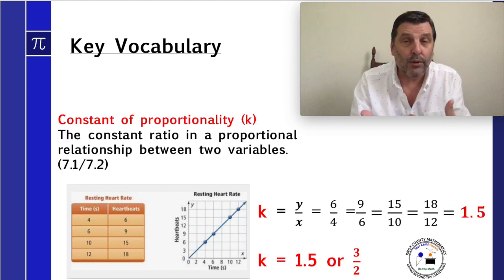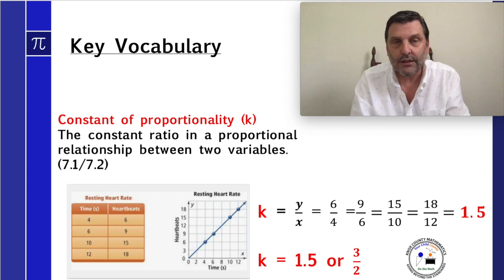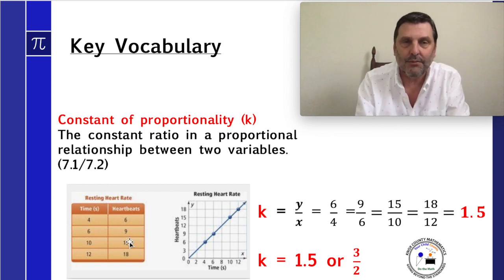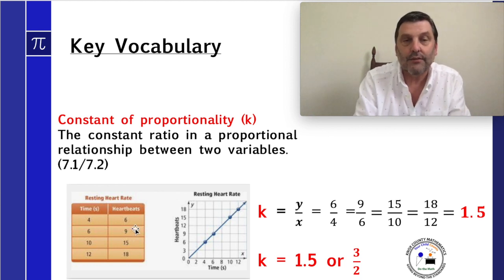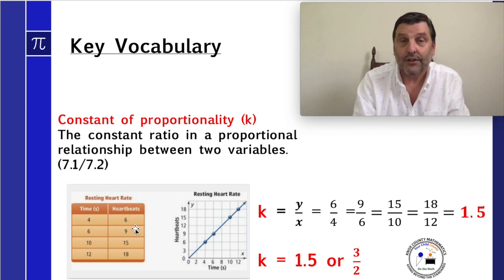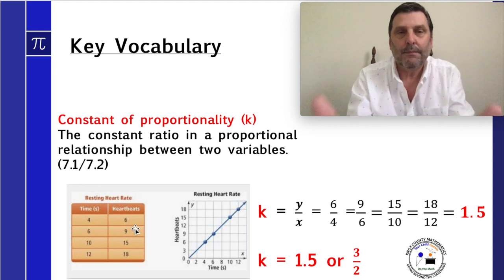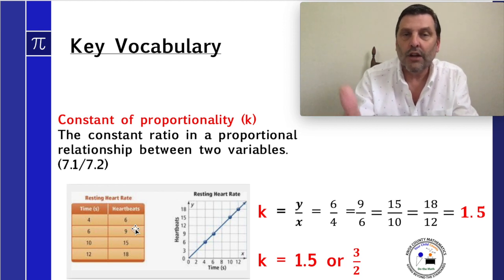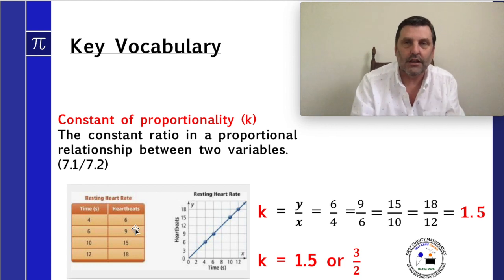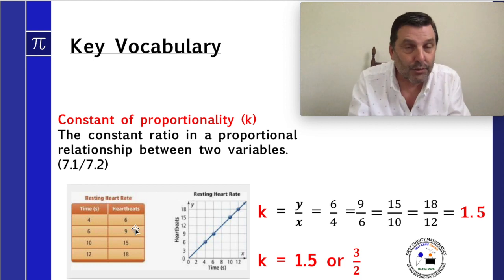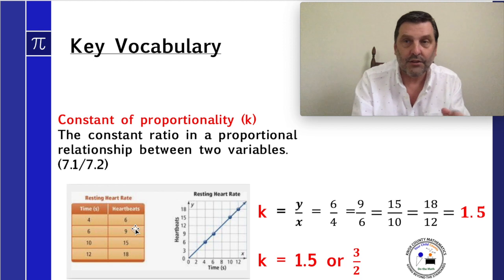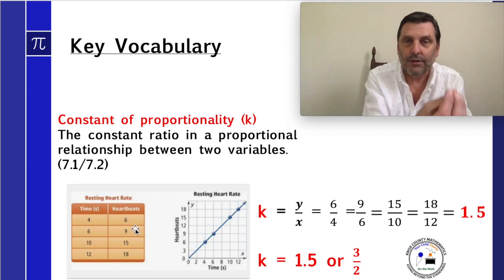Now, what about that constant of proportionality? Well, the great thing about it relates exactly to what we just said. Let's use that same set of data. Again, this is from sections 7.1 and 7.2 in your textbook. If we have a proportional relationship, then there is a constant ratio, and that constant ratio is called the constant of proportionality. In math, we're not super creative when it comes to naming things. Constant of proportionality: the constant meaning staying the same, that value that stays the same in this proportion.